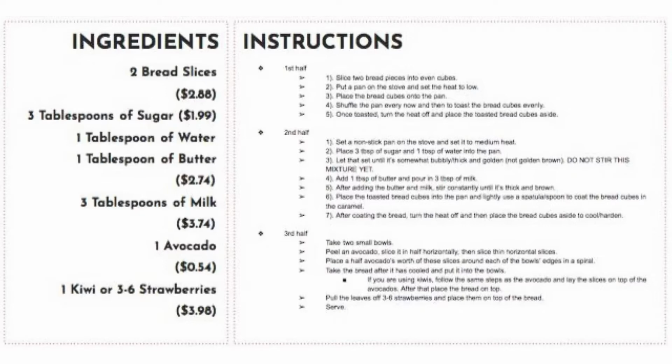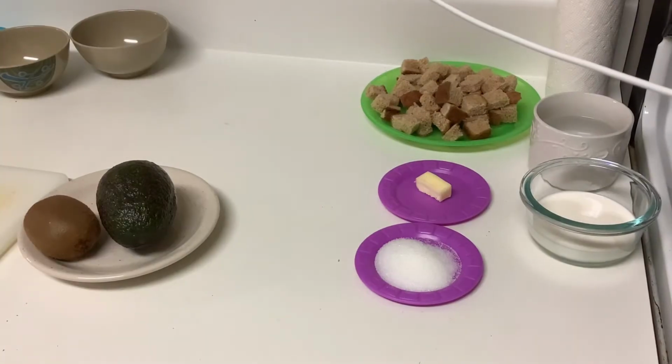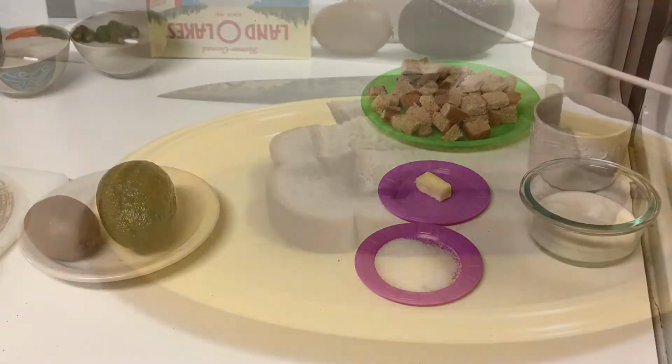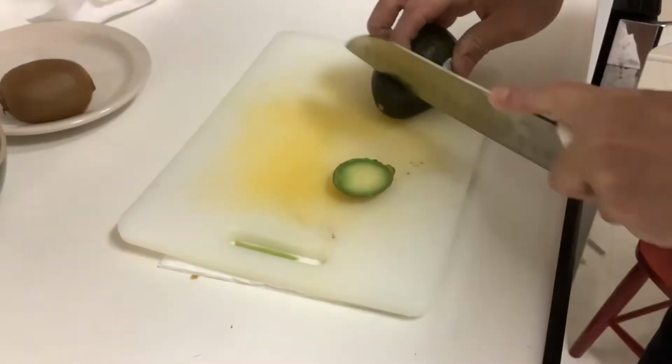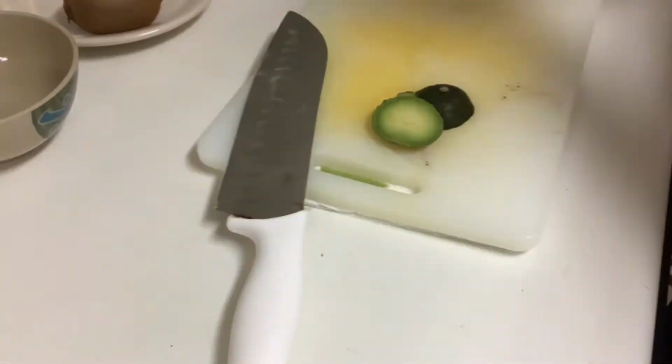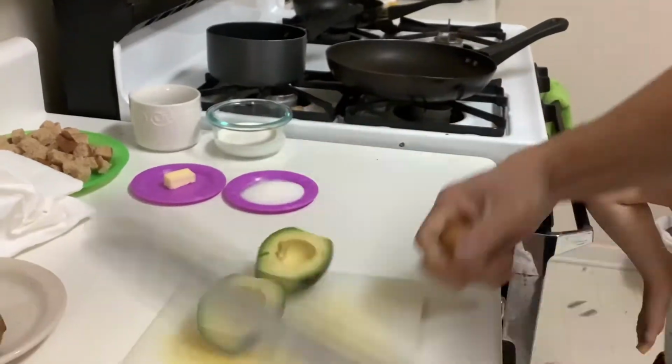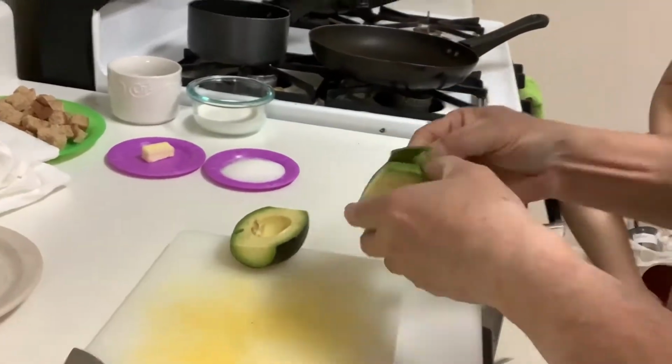Now that we have gone over everything, let us get into the actual cooking part. Here are all the ingredients. First, you need to cut the bread into cubes. Then you need to cut an avocado horizontally and then slice them into thin strips.